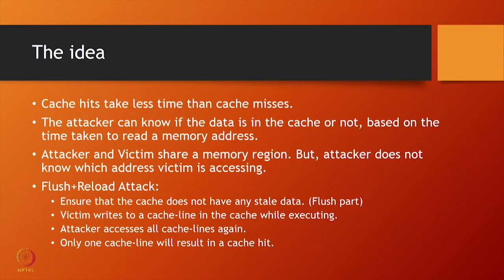So when I do this, it is called a flush and reload attack. Now the parent process first ensures that the cache does not have any stale data at all. Now the victim actually writes to a cache line in the cache while executing. Now the attacker accesses all the cache lines again, and only one cache line will result in a cache hit. All the other things would be misses, and so we will go ahead.